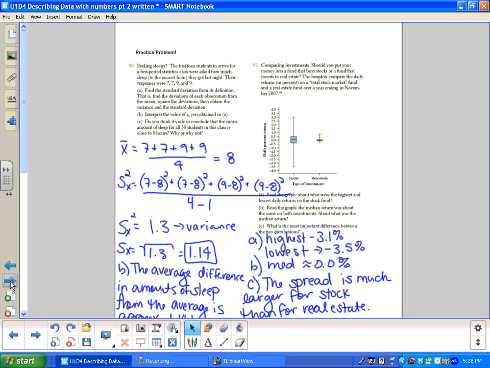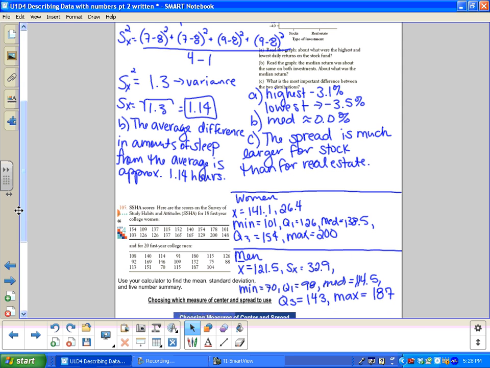And then I interpreted it. So it's going to be the average difference in the amount of sleep from the average. So I said average difference from the average. I guess I should have said from the mean, but anyway. So I said what it is, and then I used context. I said amounts of sleep.